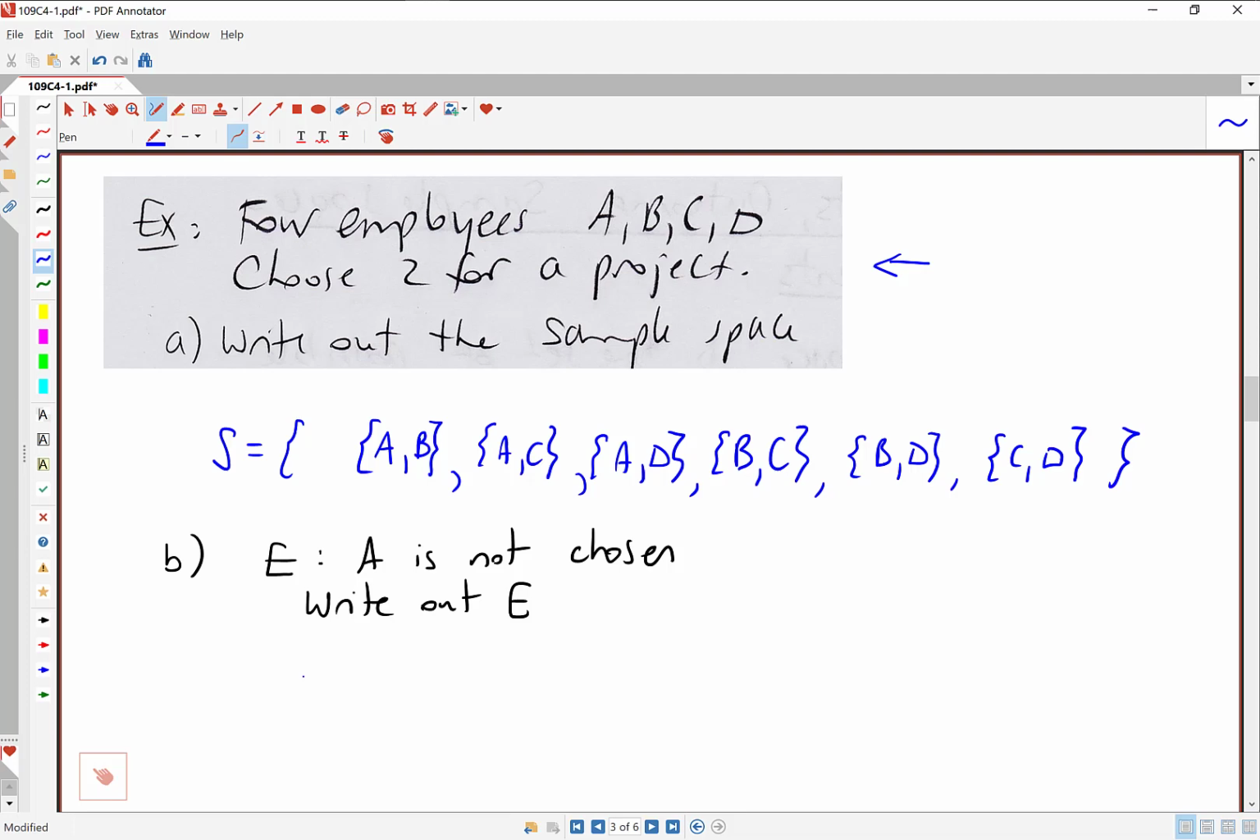Let's write out E. So E is just a set of some of the outcomes chosen from S. So let's specifically choose the ones where A is not selected. That would be these 3 options here. So we'll just write those ones out. So one outcome is that we choose B and C. Another outcome is that we choose B and D. And then the third possibility is that we choose C and D. So 3 outcomes in our event E, but 6 outcomes in our sample space.